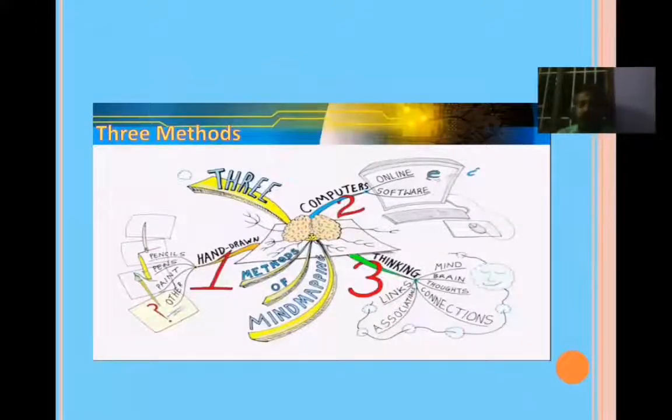And this mind map tells you what are 3 different methods of preparing mind maps. One is, as given here, hand drawn. You take a pencil, pen, paint, or other tools, and you can draw a mind map. Or you can go for online software, online tools, or desktop software to create mind maps. And thirdly, you can create a mind map in your mind, before you go for hand drawn or online or software.